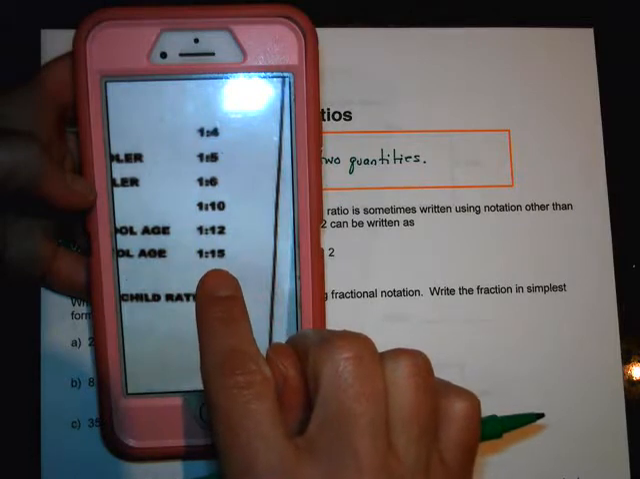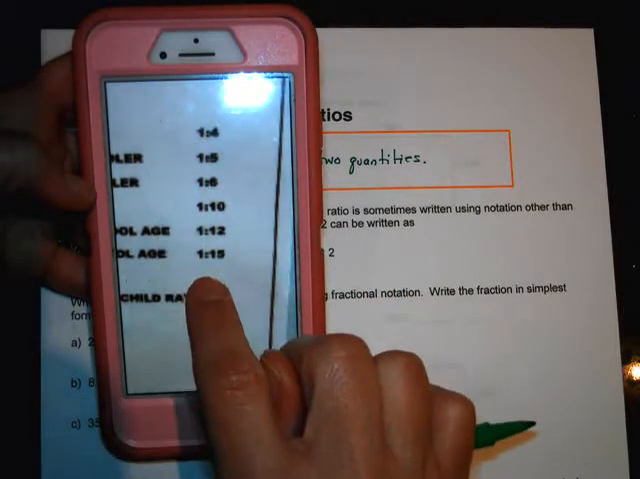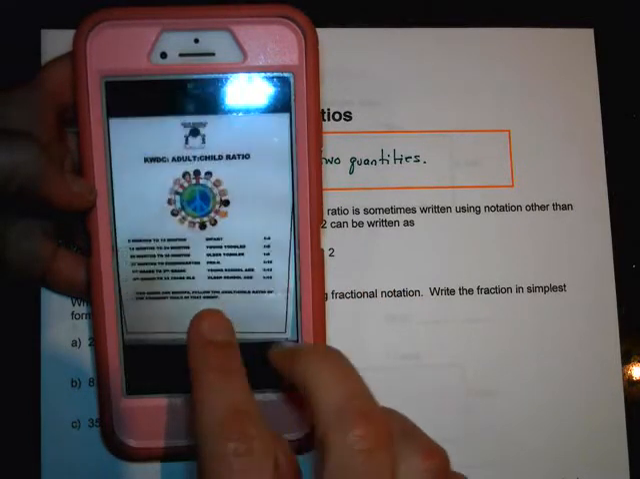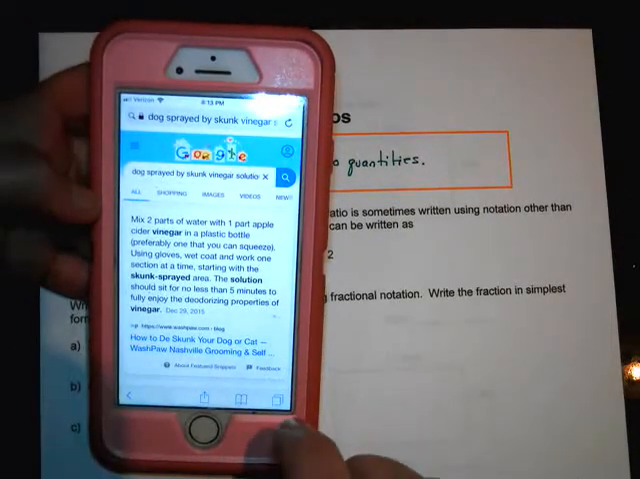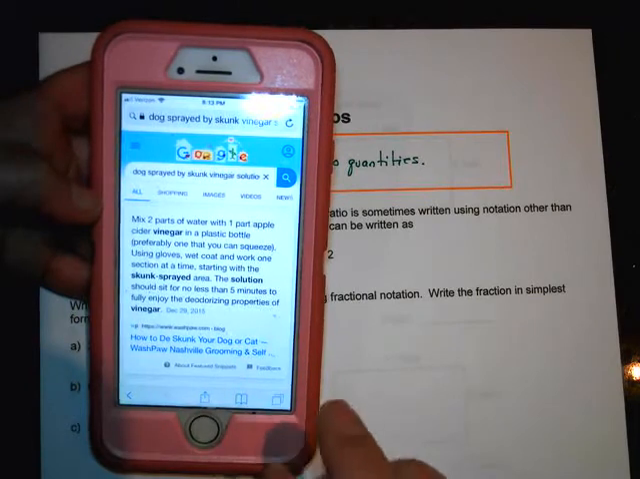These ratios are cool. Another one that someone sent, their dog got skunked. 'Tis the season. I've been smelling some skunk spray or skunk smell around our house.